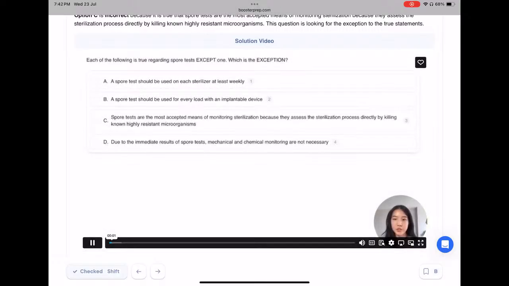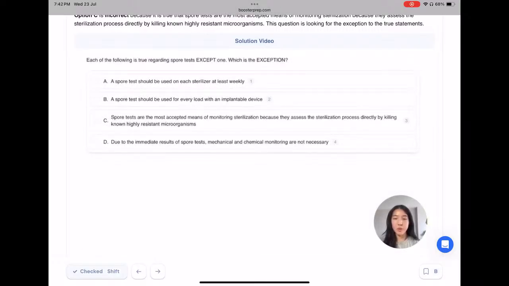Each of the following is true regarding spore tests except for one. Which one is the exception? Spore tests are used in order to test the efficacy of sterilization, which is the highest form of decontamination in the dental clinic. This is used to kill bacteria, viruses, and bacterial spores on critical instruments that may breach mucous membranes in the oral cavity and pose a high risk of transmission of blood-borne diseases.